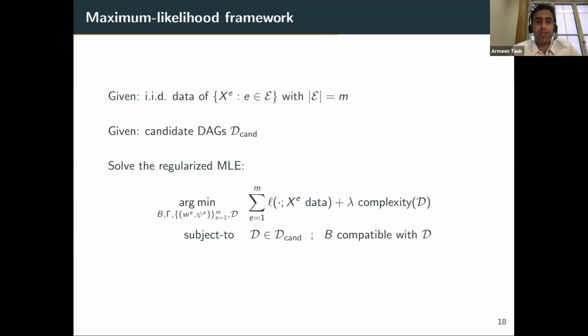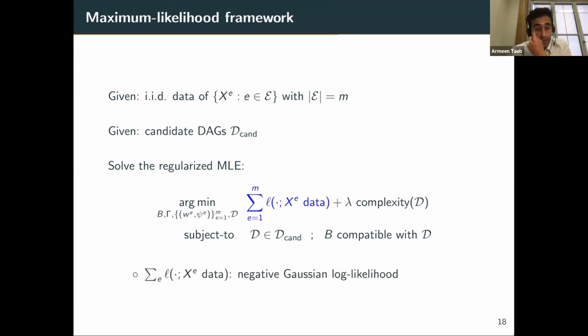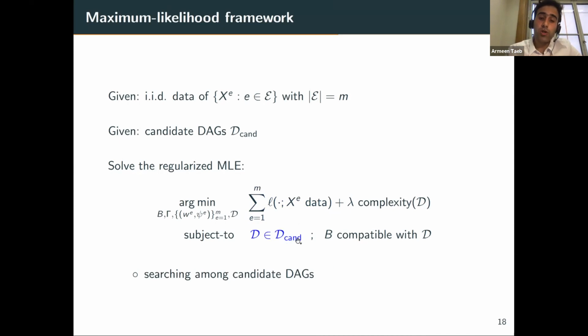Now with that, we can start thinking about an estimator, in particular a maximum likelihood estimator. We assume we have IID data of the observed variables across M environments. And for now, let's assume that we have a candidate set of DAGs that we would like to evaluate for how well they fit the data. I will describe in the next slide how one may arrive at such a candidate set. But given this, you can solve the following regularized MLE, which I will step through. This term is the negative Gaussian log likelihood that measures fidelity to data. This term searches over all DAGs in the candidate set to find the one that is the best fit to data. This term just ensures that the B matrix is compatible with the DAG. It encodes the same structure.